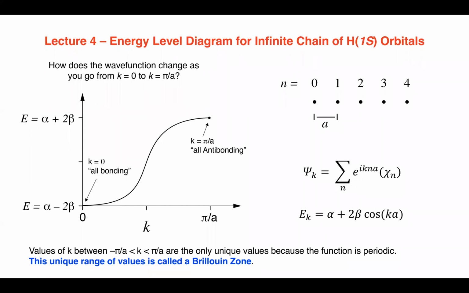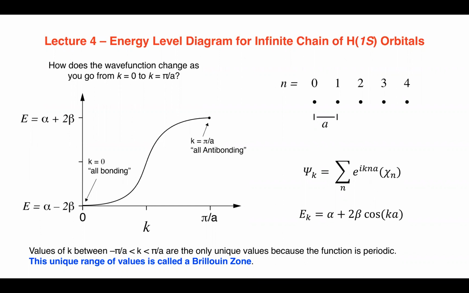And as you vary from K equals 0, which we just did for a bunch of hydrogen 1s functions, that was the all bonding combination, to K equals pi over A, you go to the all anti-bonding combination. But if you have an infinite chain, there are many different solutions in between 0 and pi over A. Okay. And if you plot their energies like this, as you vary k, you get a function that looks like that. And if you went to higher values of k, it actually would come back down again, and then it'd go back up again and come back down again.